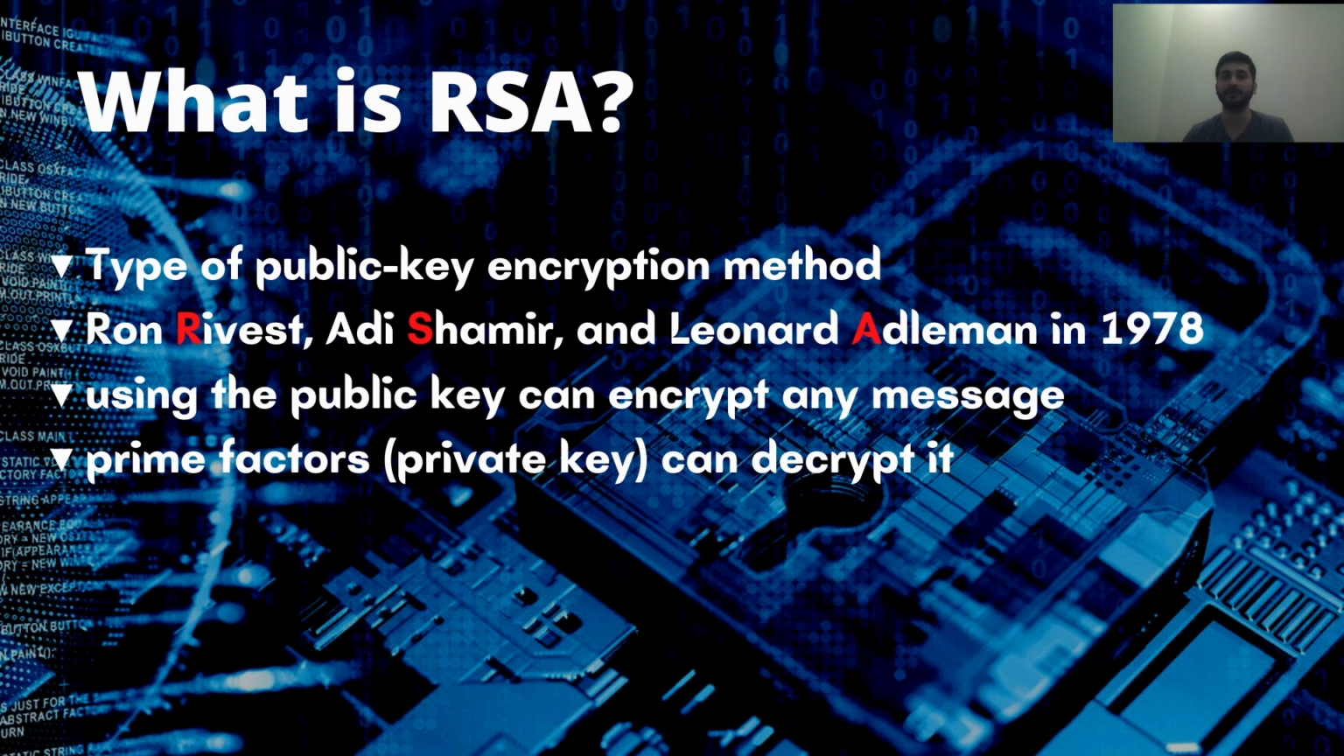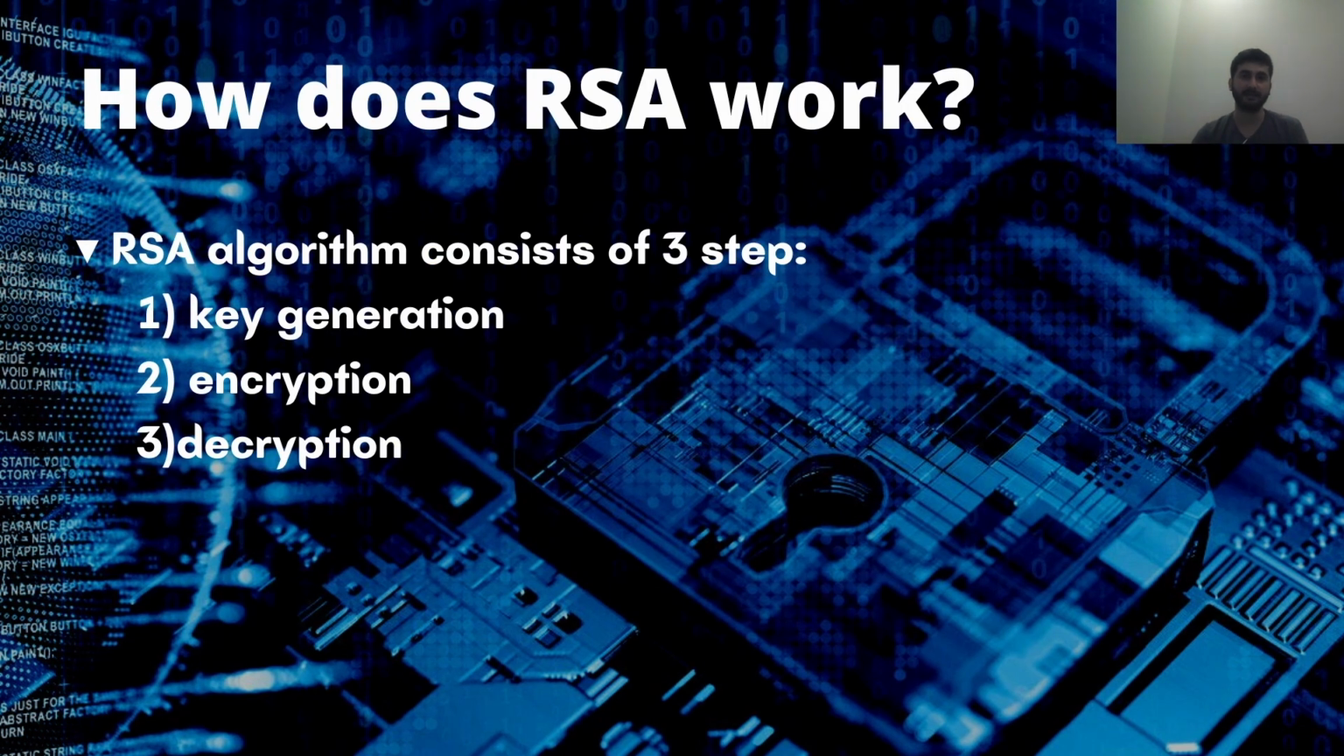An RSA user generates the product of two large prime numbers and declares it as the public key along with another value of his choice. He stores the selected prime factors. Someone using the public key can encrypt any message, but only the person who knows the prime factors can decrypt it. And how does RSA work?